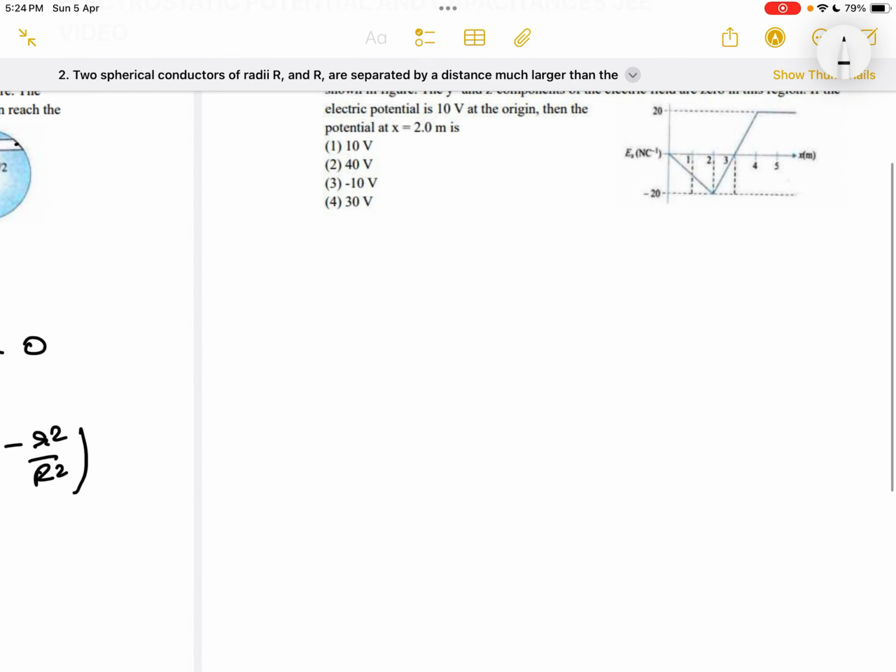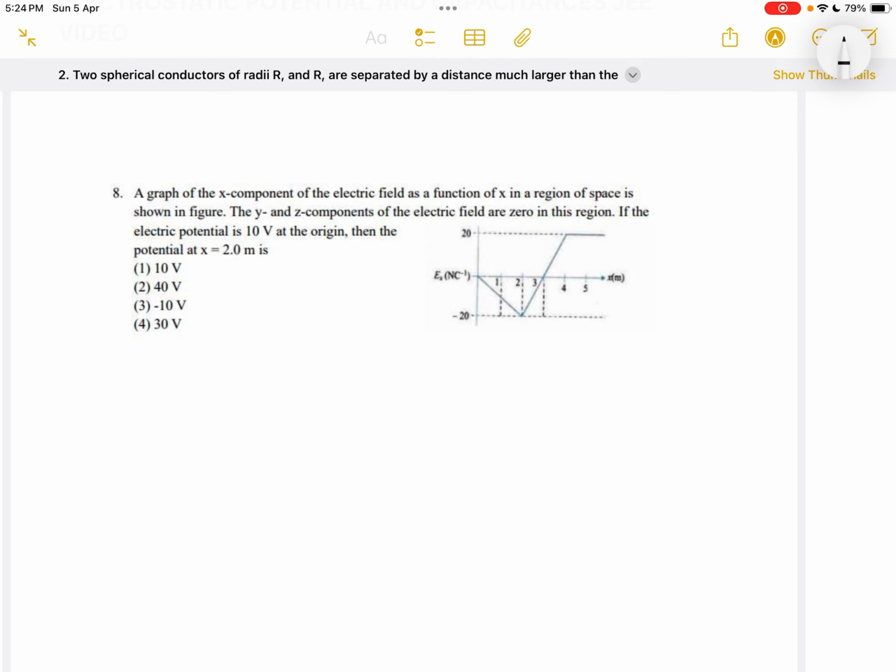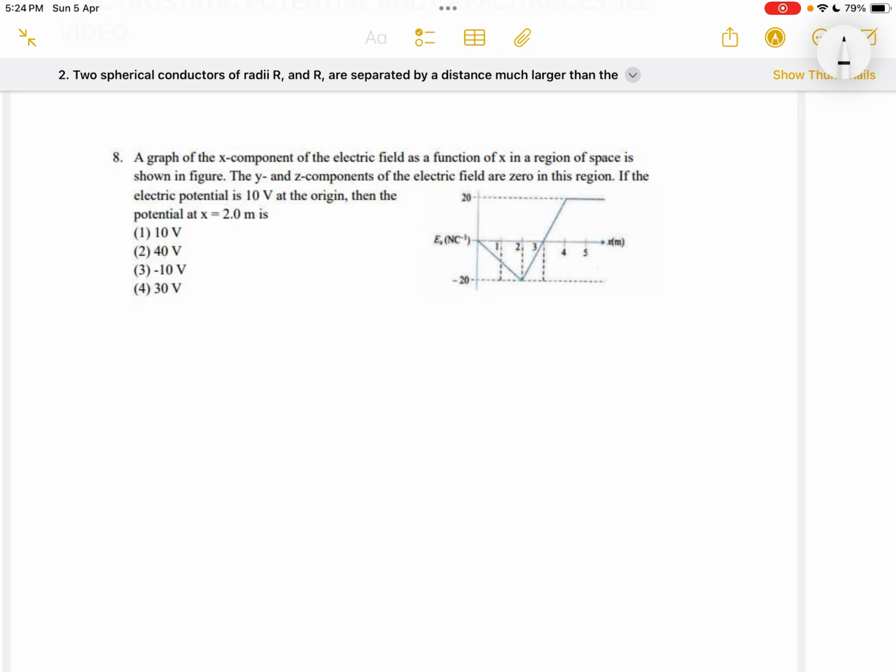Let's go further. Next question we have, question number 8. A graph of x component of electric field as a function of x in a region of space is shown in the figure. The y and z components of electric field are 0 in this region. If the electric potential is 10 volt at the origin, then the potential at x equal to 2 meter would be.